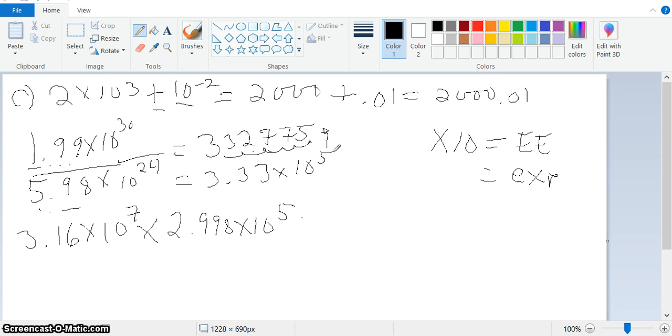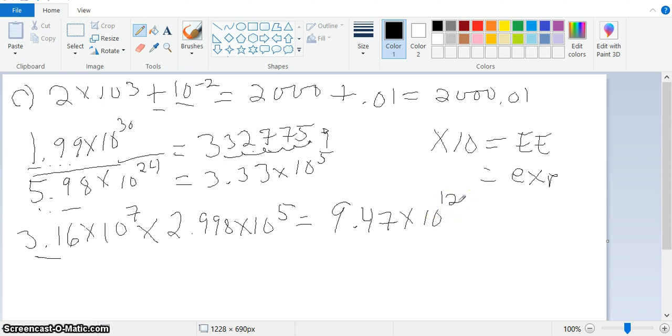The next one is just multiplying. It is 3.16 times 10 to the 7th times the quantity 2.99 times 10 to the 5th. And that comes out to be, yeah, I did calculate it. I'm just going to go with 3 significant figures because this one only had 3 significant figures. So it's going to be 9.47 times 10 to the 12th. All right, so practice that.